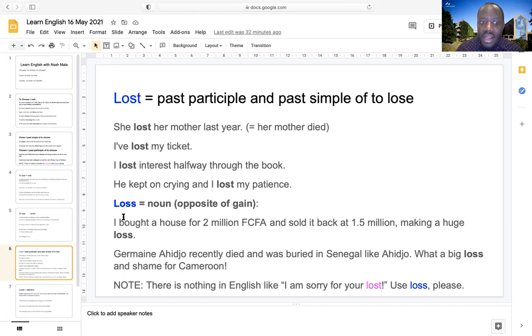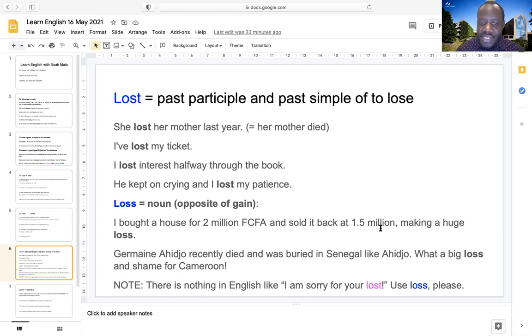And then now, loss. Please listen very well. I'm saying loss, not lost. Because lost with a T is the past simple or the past participle. But loss is a noun. And in very simple terms, it means something like the opposite of gain. So if you're not making a gain, you're making a loss. Not a lost, please. You are making a loss. So I bought a house for 2 million francs CFA and sold it back at 1.5 million, making a huge loss.